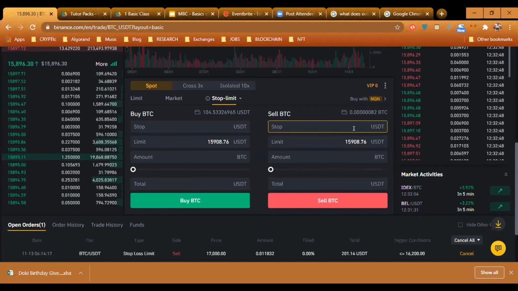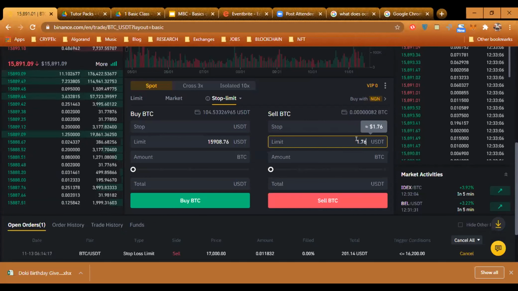Let's say I already have Bitcoin, and the value of my Bitcoin right now is 15,900. But I want to sell it at 16,000. So I'm going to click here and type 16,000. So I'm saying that I want to sell Bitcoin at 16,000. And then we stop. My Bitcoin right now is at 15,908.